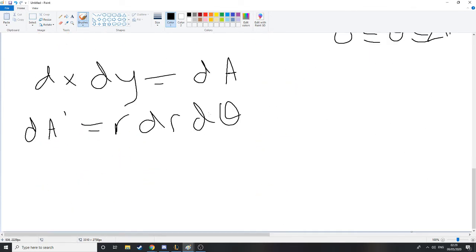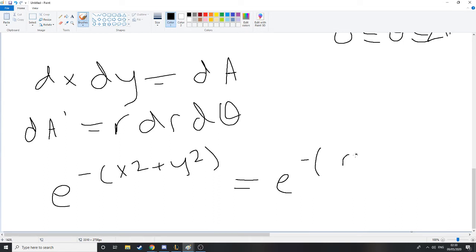and then we have to actually change the function lastly. So if we want to put this in polar coordinates, x is r cos theta squared plus r sin theta squared, and obviously cos squared plus sine squared is 1, so this just simplifies to this.